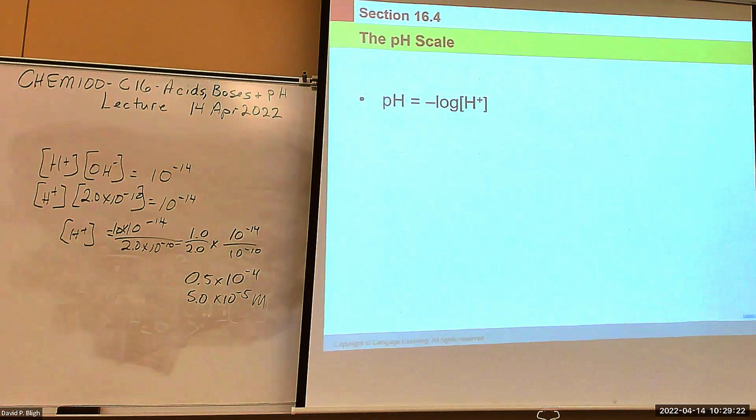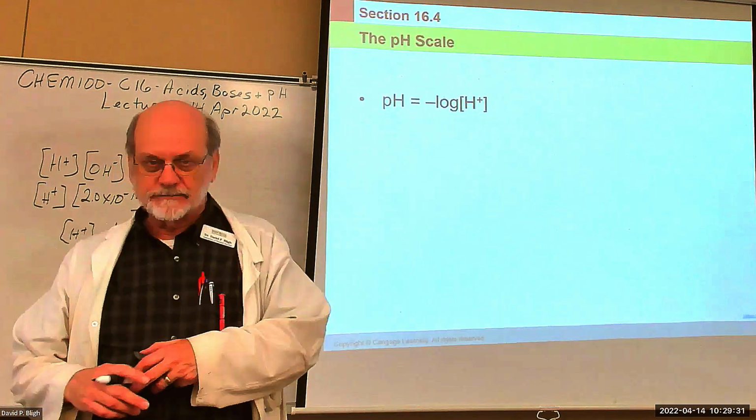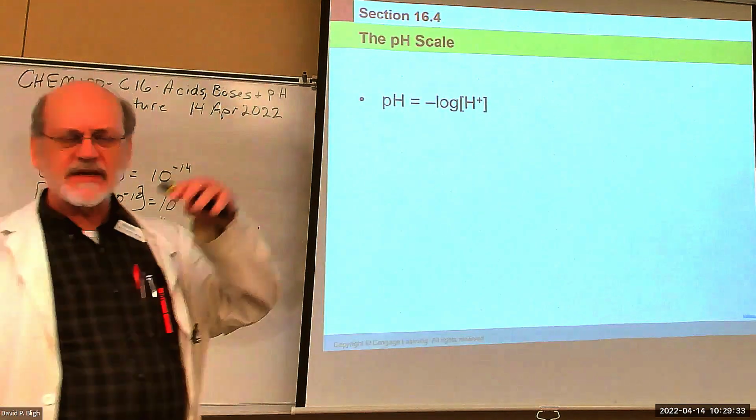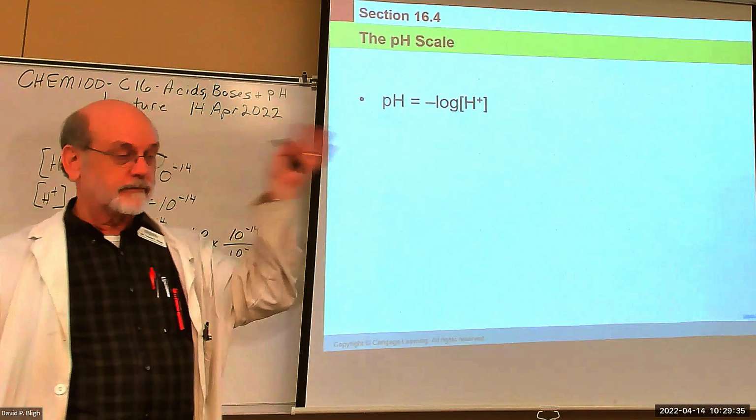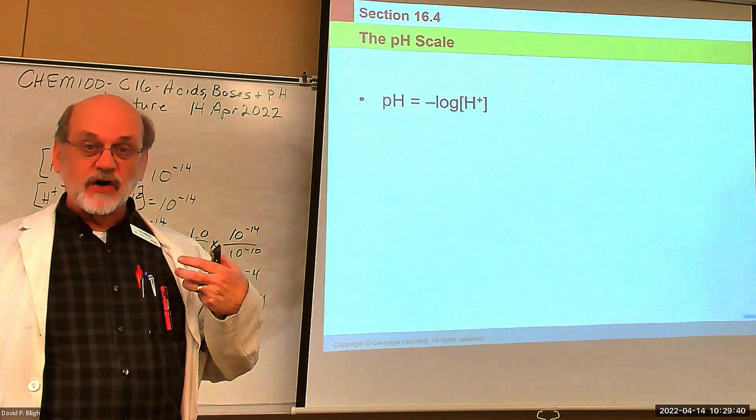Now, we've got this hydrogen ion concentration that for many calculations is going to be a very small number. 10 to the minus 5, 6, 20, whatever. And those numbers can very rapidly become unwieldy.